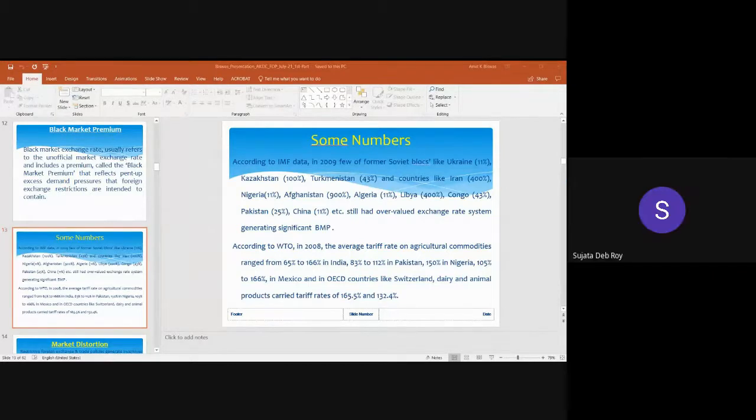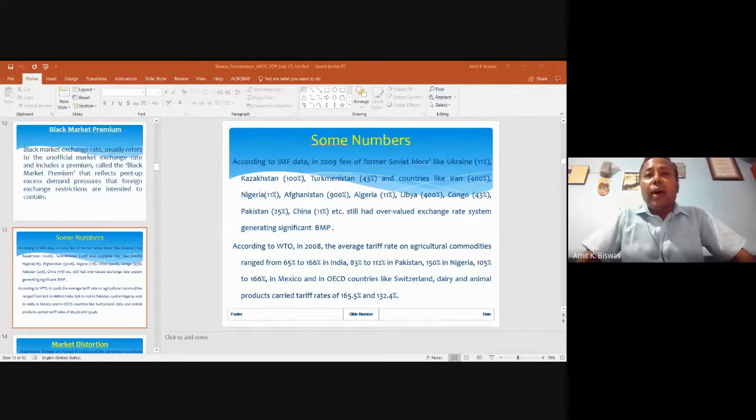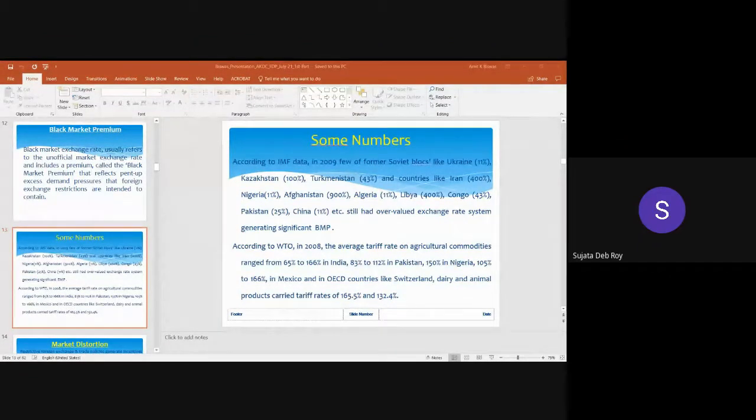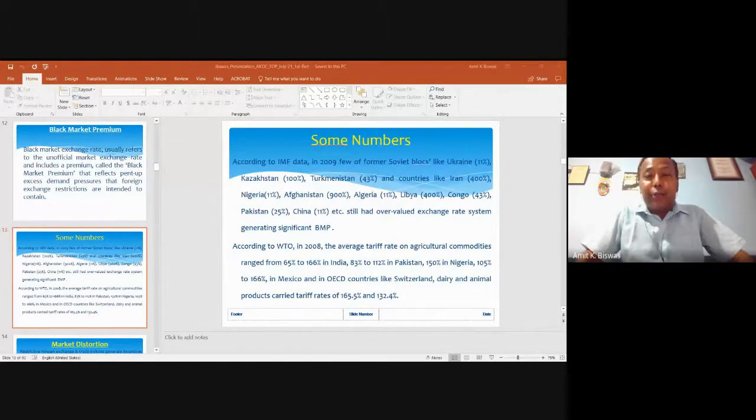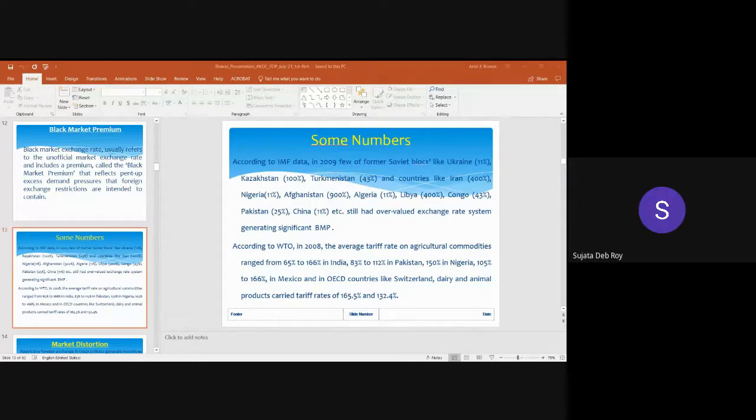Because they can export more. Is overvalued exporting more, or undervalued means exporting more, Sujata? Oh, sorry. Actually, overvalued means that you can take care of your import cost, so that makes your import cheaper. Yes, sir.